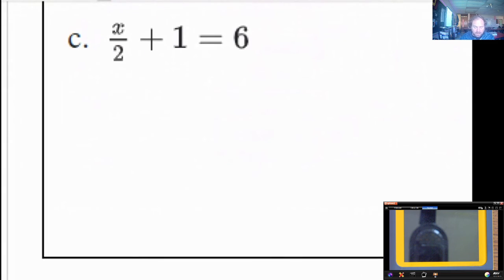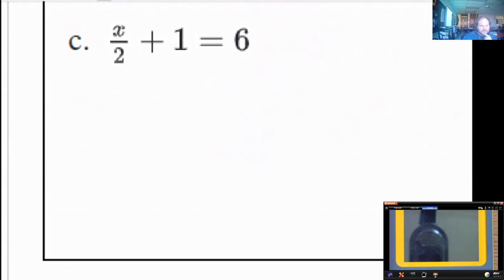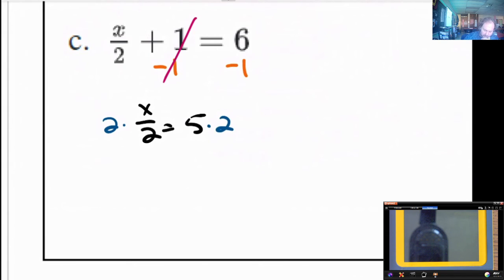Moving on. This is one of those questions where you might be tempted to get rid of the fraction by multiplying everything by 2. That's a really common strategy, but only having the one fraction there is not too big of a deal. So let's just do this one normally. I'm going to subtract 1 from both sides, first of all, to get the x piece by itself. That's going to leave us with x divided by 2 equals 5. And then we'll multiply by 2 on both sides, and we'll get x equals 10.